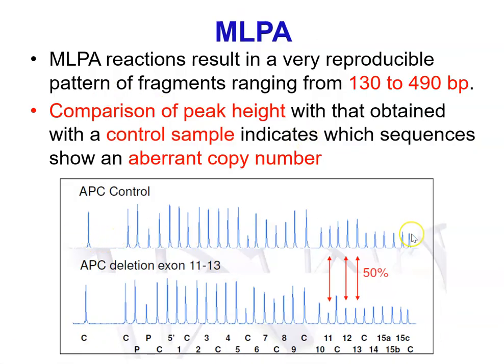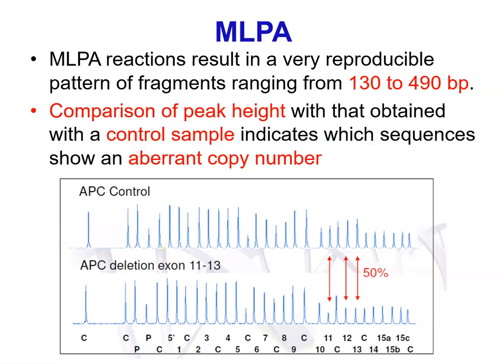Now when we look at an MLPA result, you get something like this. We always have a normal reference control. And in this situation, we're looking at the APC gene, which is the adenomatosis polyposis coli gene. It's a gene that is often partially deleted in colon cancer. So we can use it for screening deletions within a gene.